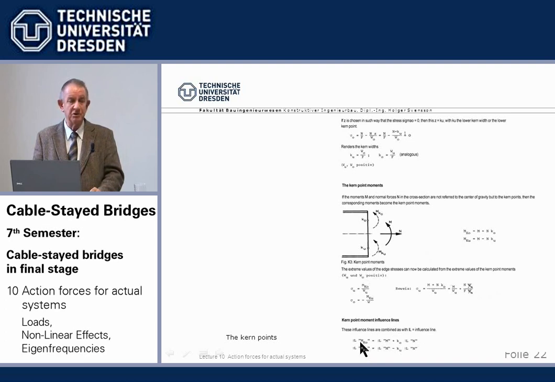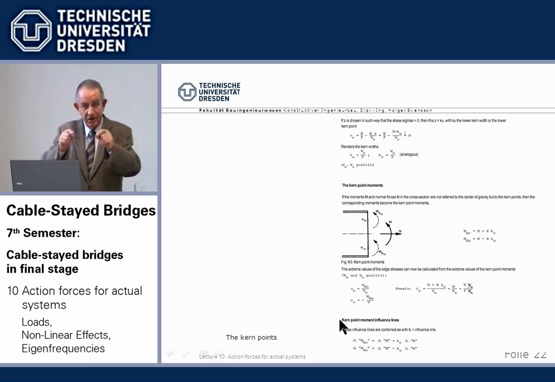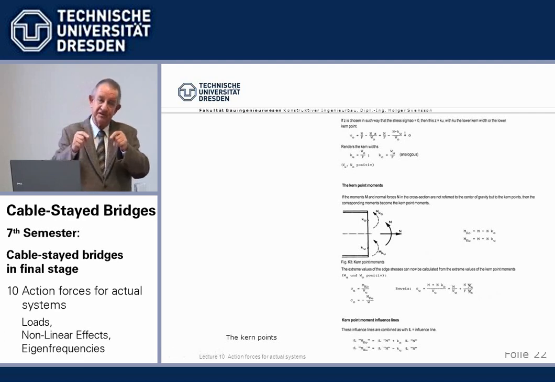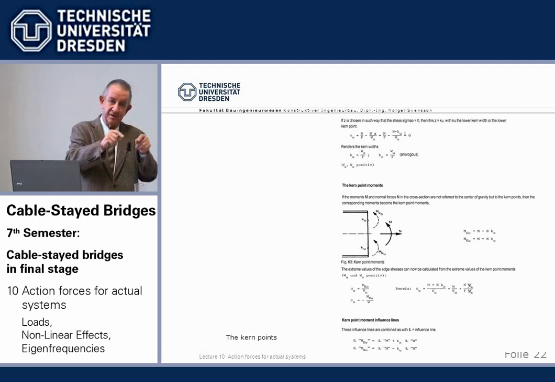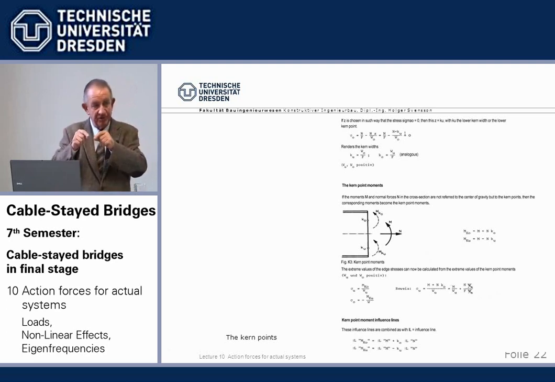And to cut a long story short, we have to combine the influence lines: moment influence line plus normal force influence line multiplied with a K, reduced. And the sum of these two influence lines, moment plus K times normal force influence line, that's what's said here at the very end, gives us the governing load position for the biggest stress at a given location.